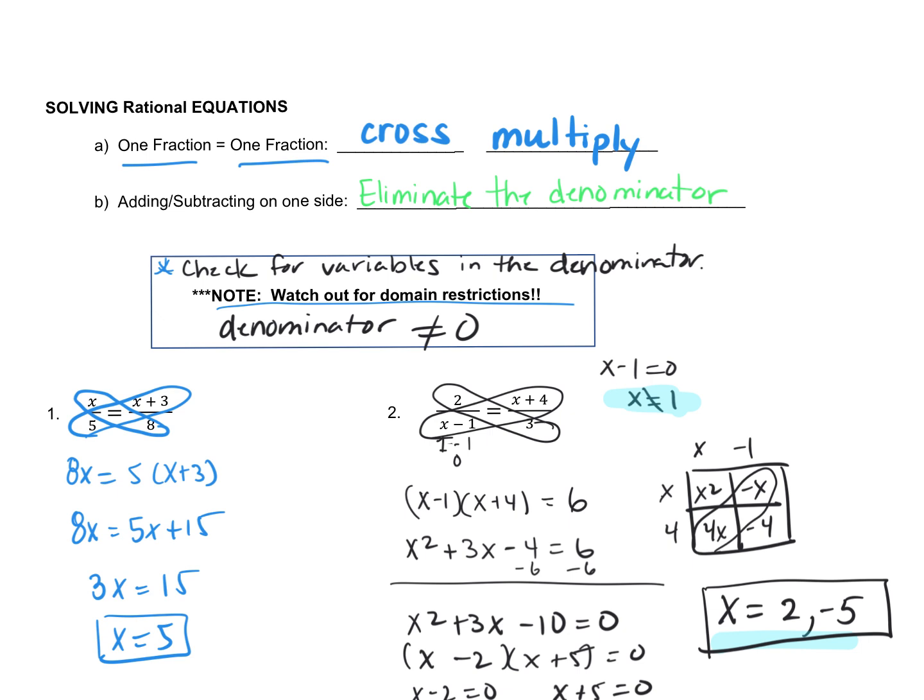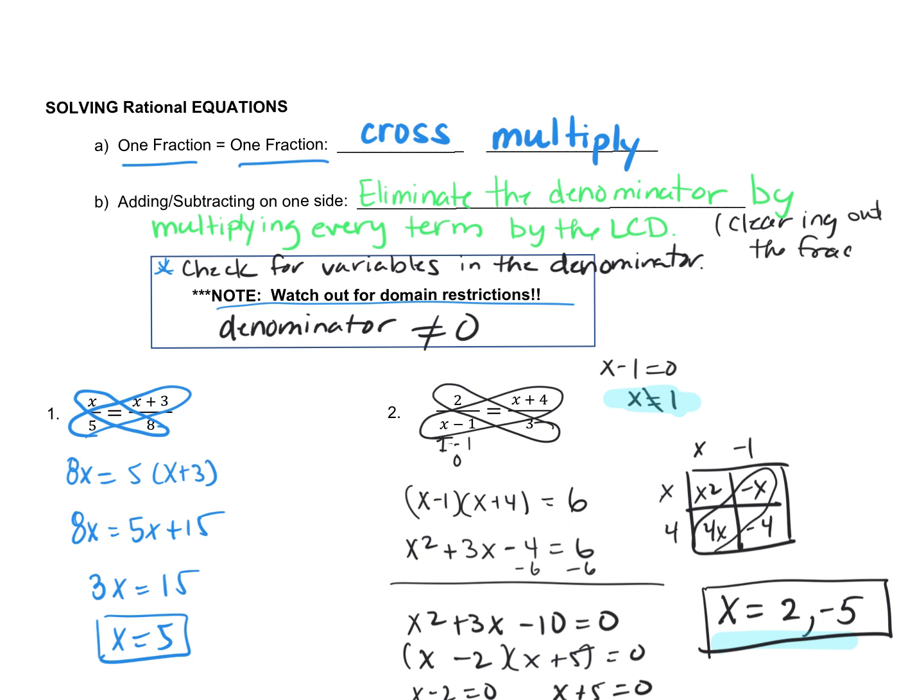This is done by multiplying every term by the LCD. And this is called clearing out your fractions. When I say clearing out the fractions, that means I don't have any. When I finish, I have no fractions when it comes time to solving.